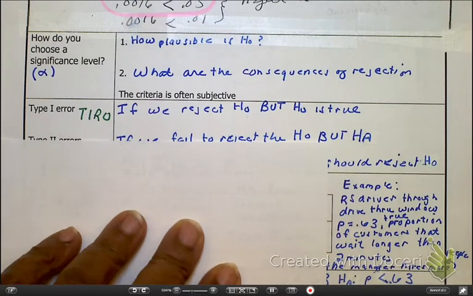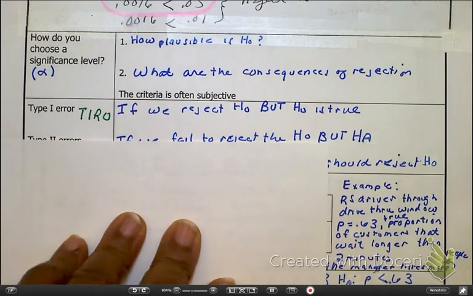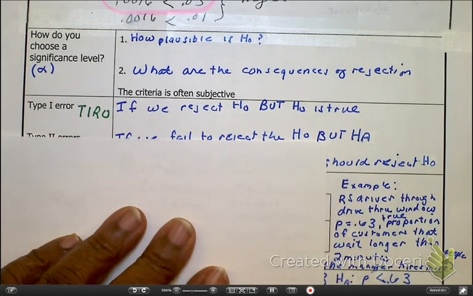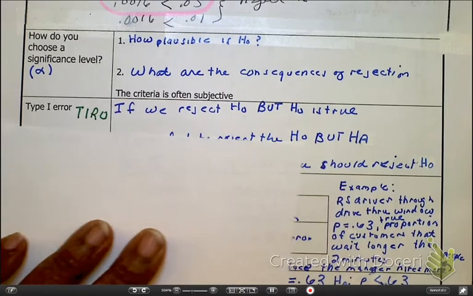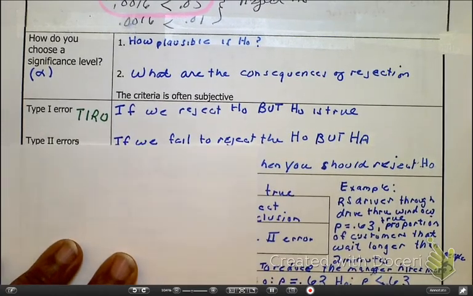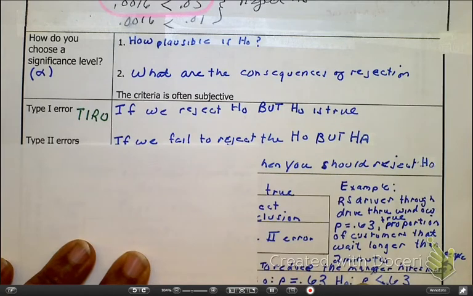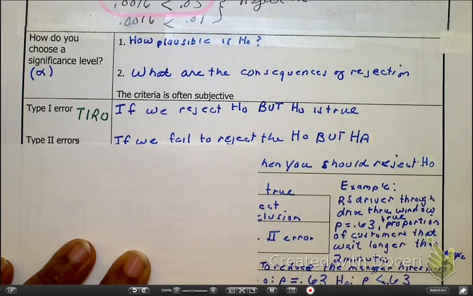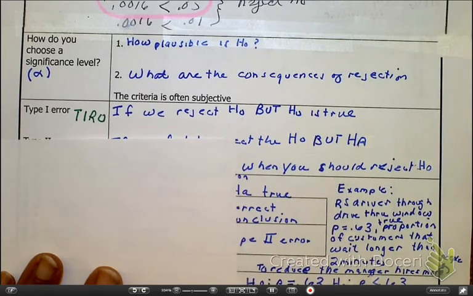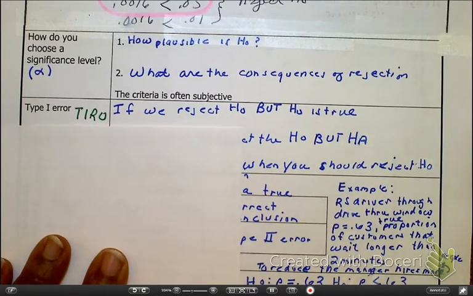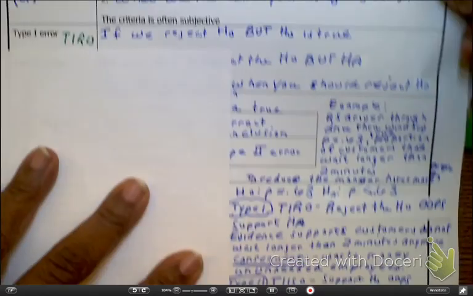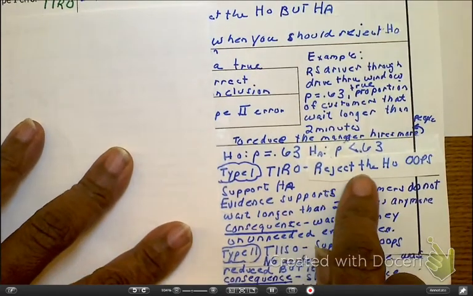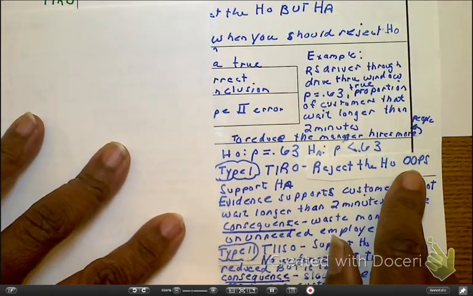But his conjecture is, well, that's not acceptable. Customers don't want to wait. So we want to reduce it, and we want to hire more people. So as we reduce it, the whole premise here is to reduce, he hires more people. So let's look at what our type 1 is going to be in this case. Our type 1, which is the TYRO, is that we're going to reject the H0, but oops, we should not have.